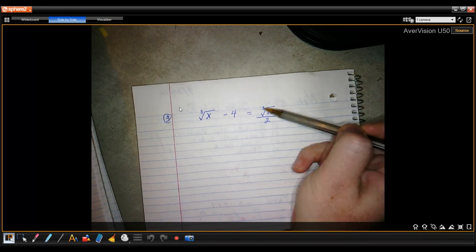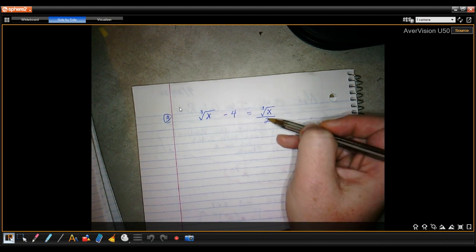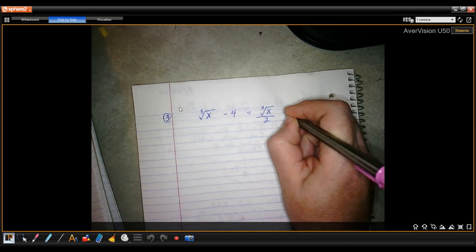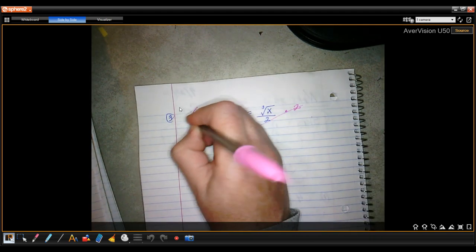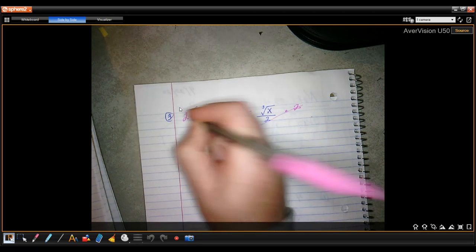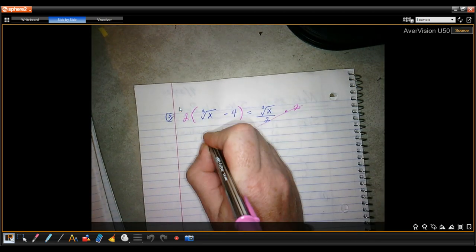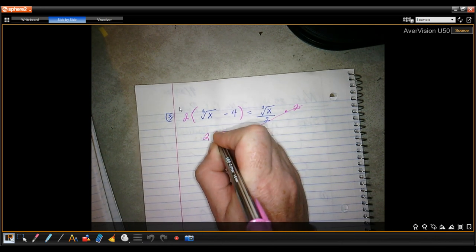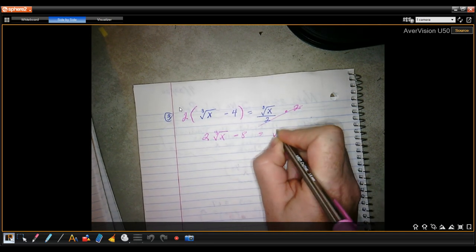If you have a cube root of x on both sides, we need to get them to the same side, but that 2 messes me up. So how do you get rid of this 2? If it was me, I would multiply this by 2, and doesn't that cross out? But you all know that if you do it on one side, you do it on the other side. Okay, so now this 2 is gone and the equation is still balanced. Now you do the distributive property: 2 cube root of x minus 8 equals the cube root of x.